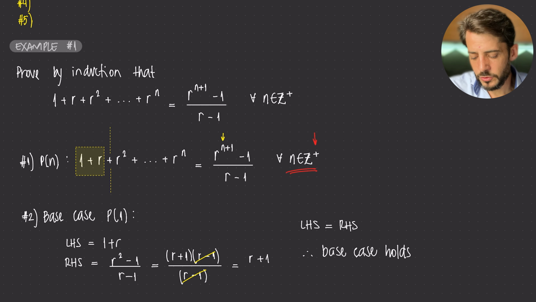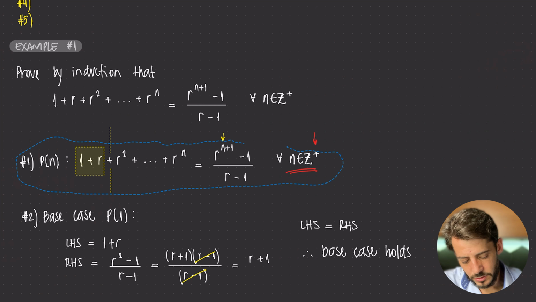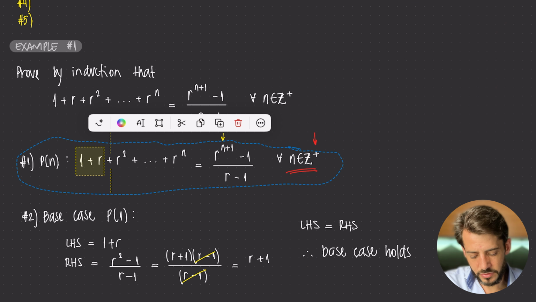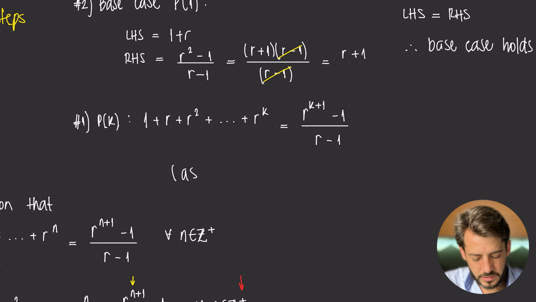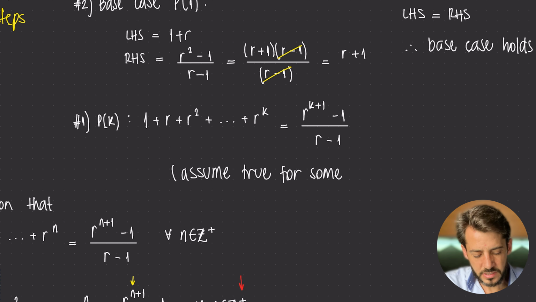Now step number 3. The inductive hypothesis. This is also a place to score easy marks. You're pretty much copying your P of n, but substituting your n's by k and stating that you're going to assume that this is true for some, and then you write down the interval. In this case, positive integer k.